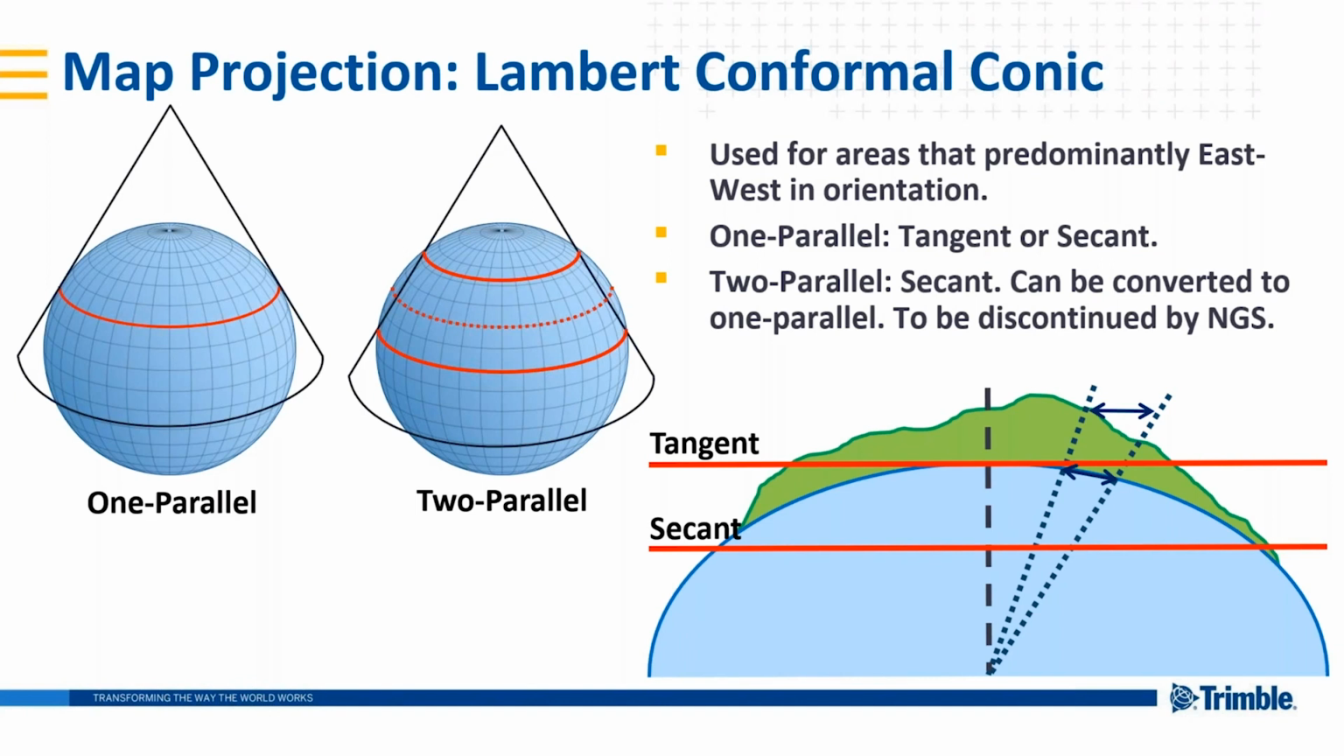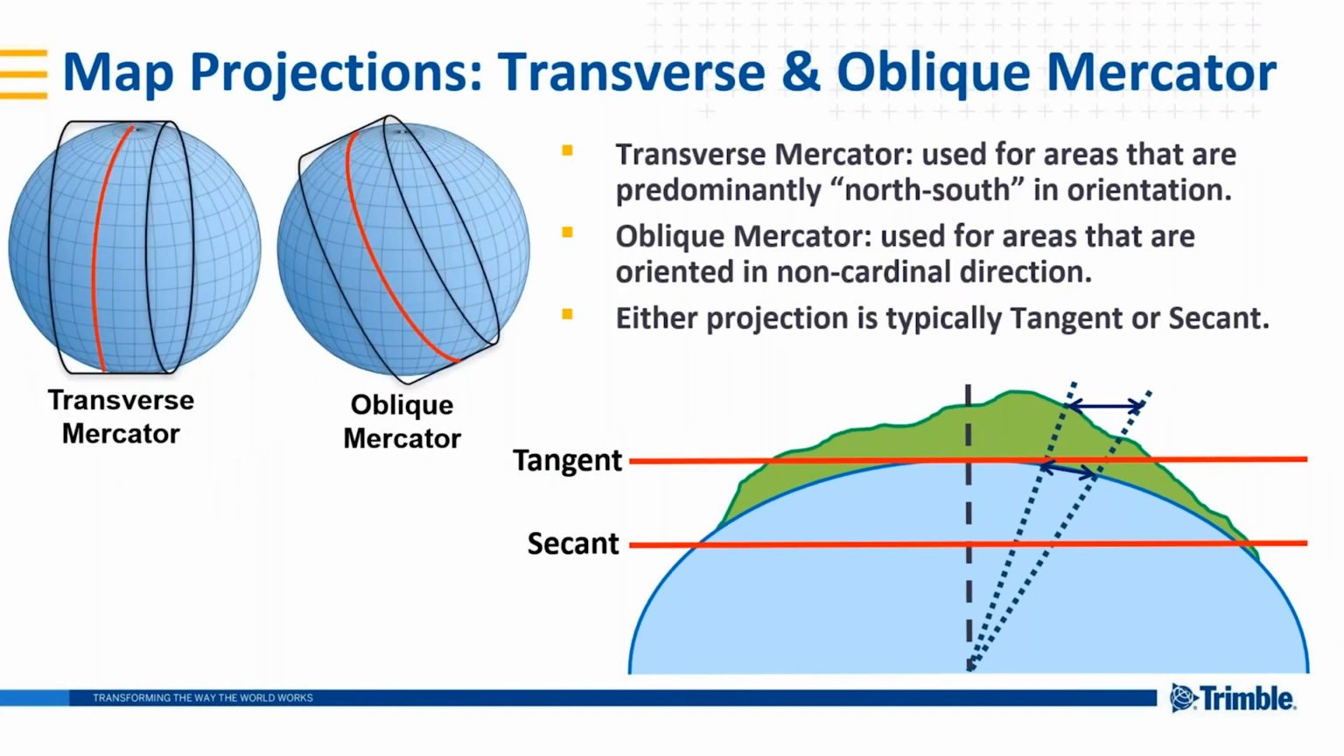The next ones we're going to jump into are your Mercator projections, specifically the transverse Mercator and oblique Mercator. A true Mercator projection would be east-west oriented, and we already know that Lambert does a better job at that. So transverse Mercators are usually used for areas that run north-south, and the oblique would be for something that isn't in a good cardinal direction and has a rotation to it.